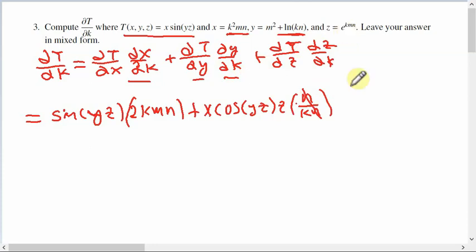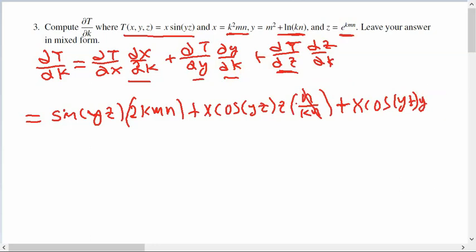And then the next one, we take the partial of t with respect to z. Well, that's sort of the same as what I just did with respect to y. So I'm still going to have x with a cosine, put my inside function of yz back in, and then multiply by the derivative of what's inside with respect to z, which just gives me a y.